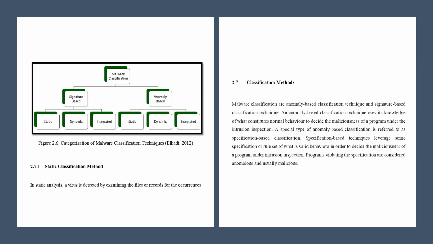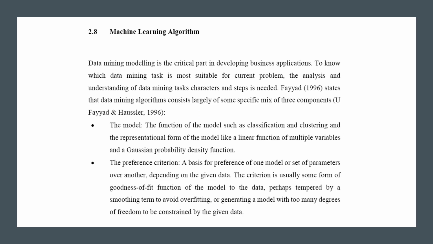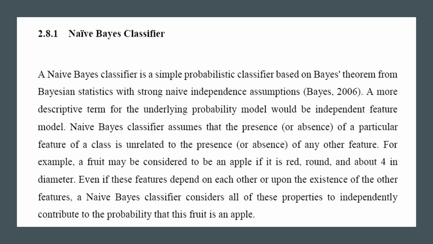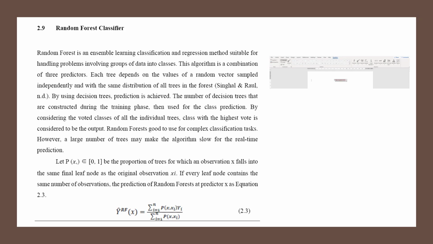For research students, if you are using the same concept, you need to provide a description of the method or the technique you use in your study, in your research. For example, classification methods, machine learning algorithms, naive Bayes classifier, and so on. The idea is the same: we review the method that we want to use in our newly developed system. That's the idea.